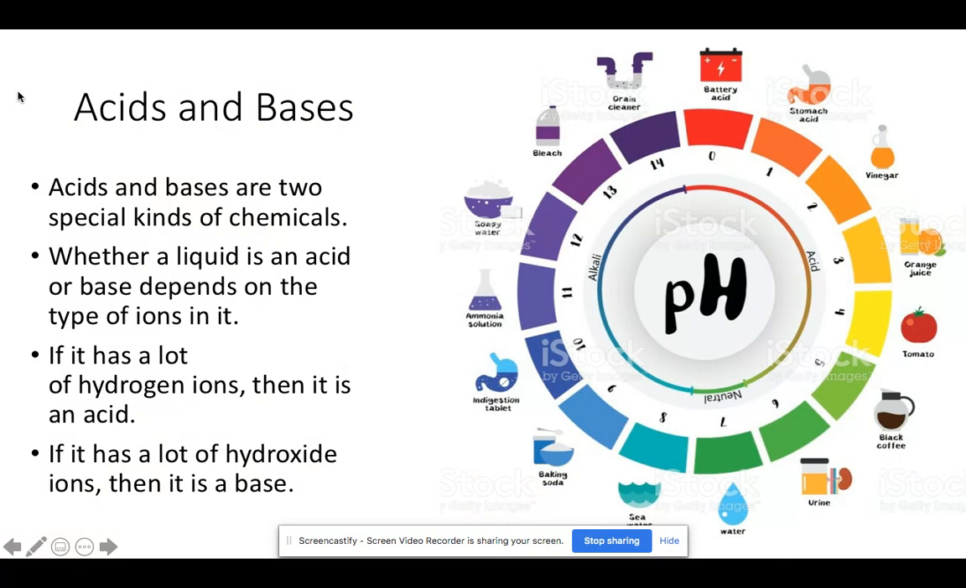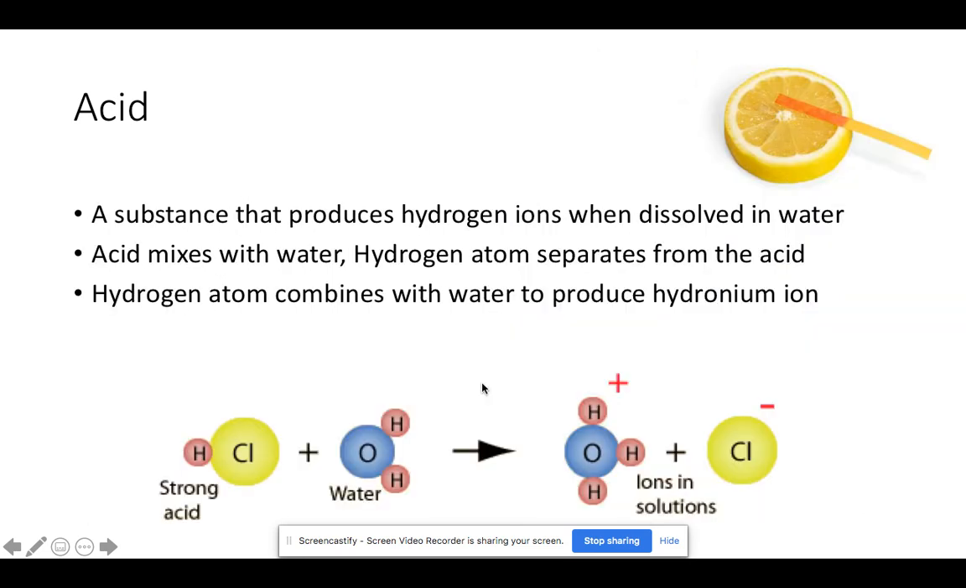So acids and bases are two special kinds of chemicals. Whether a liquid is an acid or a base depends on the type of ions that are in it. If it has a lot of hydrogen ions, it's an acid. And if it has a lot of hydroxide ions, it's a base. And here's our pH scale. We talk about just some common things to help you understand whether something's acidic or basic.